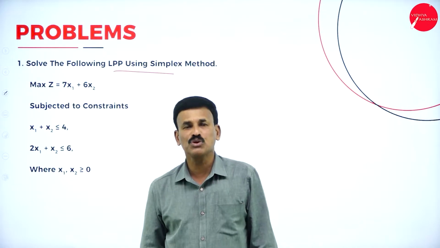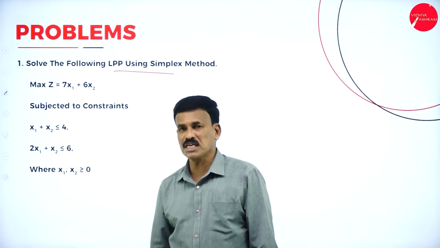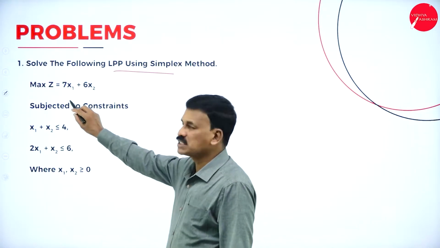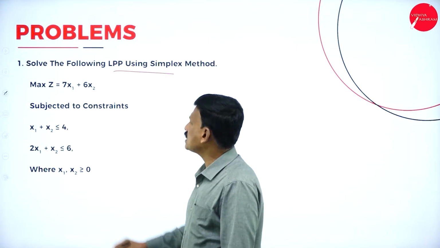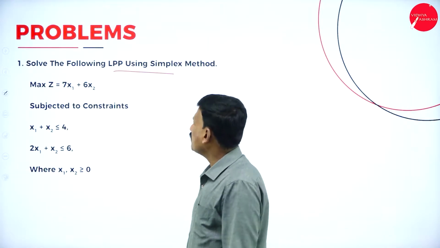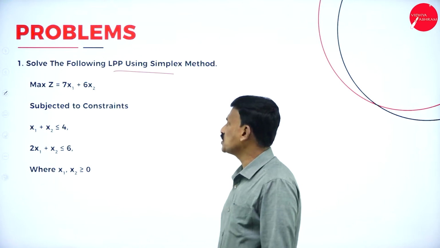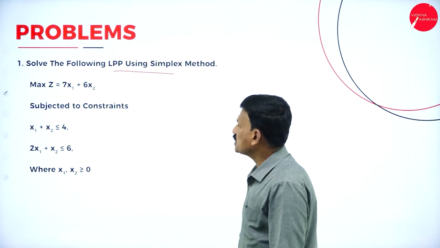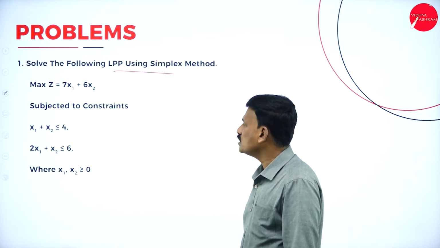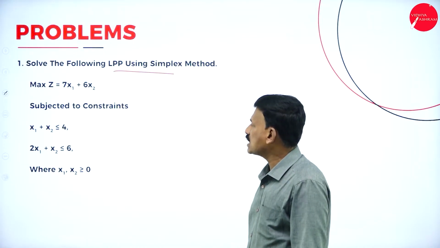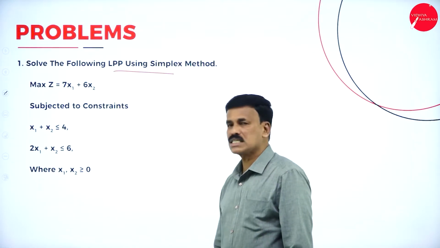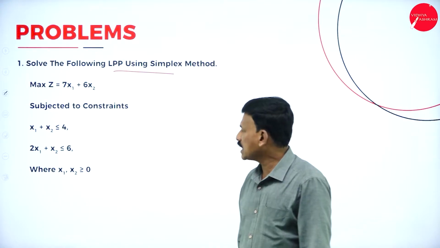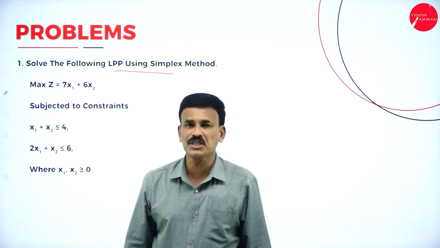Solution of a linear programming problem using Simplex method. Now what is the problem given? This is maximization. Max z is equal to 7x1 plus 6x2, subject to the constraints x1 plus x2 is less than or equal to 4, 2x1 plus x2 is less than or equal to 6, where x1 and x2 are greater than or equal to 0, that is the non-negative restriction.